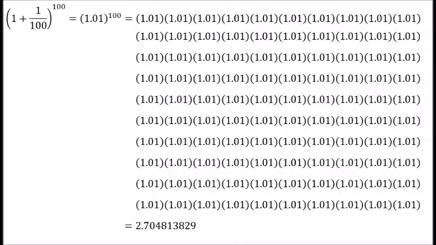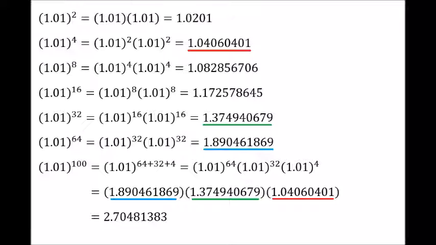Now how about n equals 100? The approach of repeated multiplication entails 1.01 times itself 99 times. That is very tedious, but it will give us the number at the bottom of the screen. Is there a better way to do this? Why, yes, there is. We can use our laws of exponents to greatly simplify things.